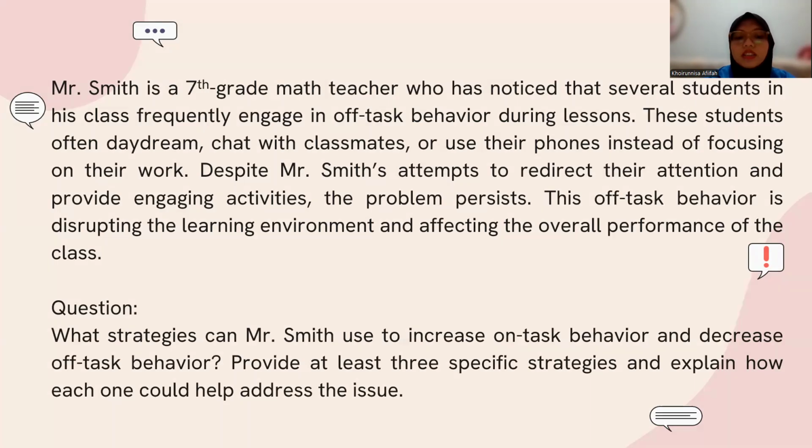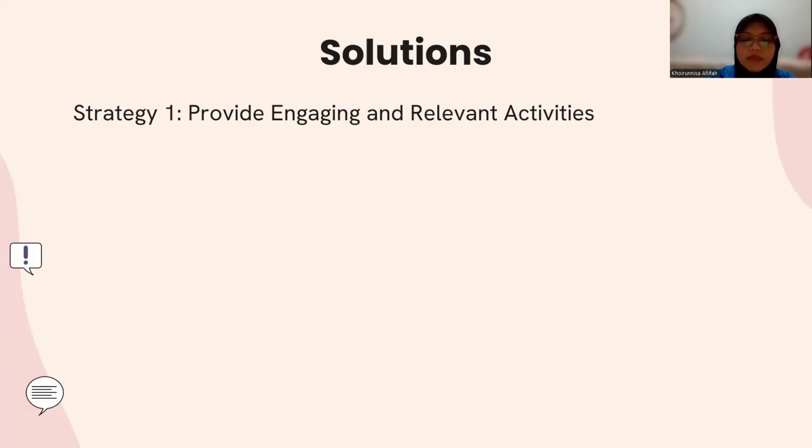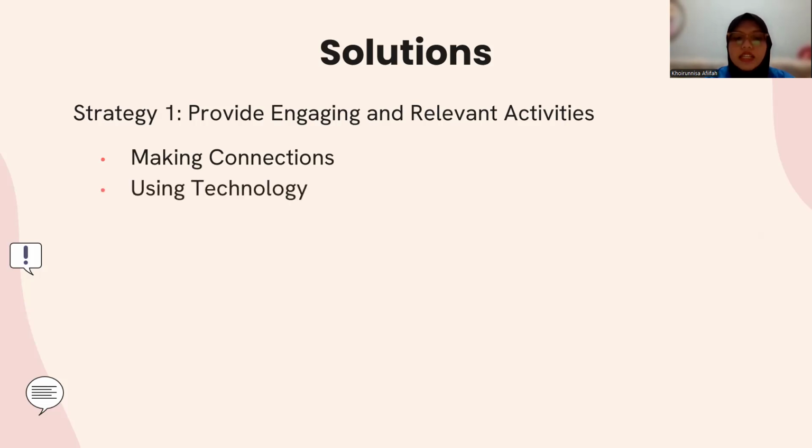To increase on-task behavior and decrease off-task behavior, Mr. Smith can employ several strategies. The first strategy is to provide engaging and relevant activities. Mr. Smith can ensure that the activities he assigns are engaging, relevant, and challenging for his students. This can be achieved by connecting math concepts to real-life scenarios or the students' interests, which can make the lesson more meaningful and interesting. Incorporating technology such as interactive math games or simulations can make the lesson more enjoyable and interactive.